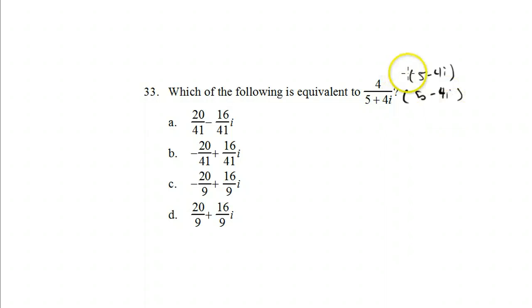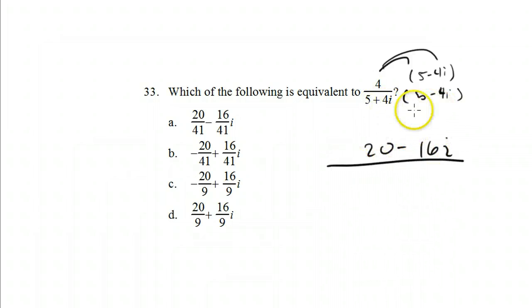So now let's find out what happens. The top, that's easy. We can just distribute the 4. So that's 20 minus 16i. Now the bottom, remember, whenever we FOIL these out, we're always going to end up with a number, then 2 terms with an i, and because it's a conjugate, those will cancel out. The last one's always going to have an i squared.